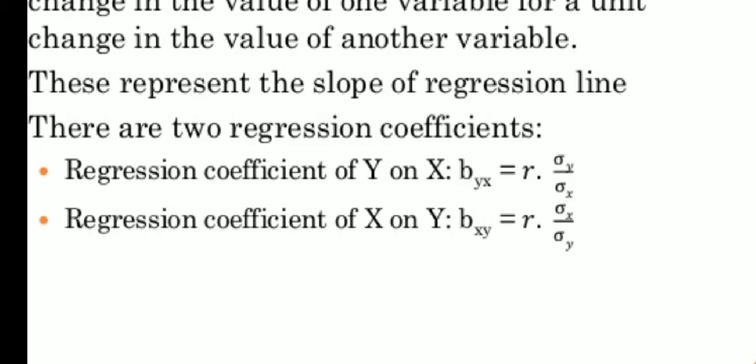By seeing this, you can write the formula yourself. See, r is common on both sides. In byx, sigma y is in the numerator: the standard deviation of y divided by the standard deviation of x. In the coefficient of x on y, bxy, r into sigma x is in the numerator: the standard deviation of x divided by the standard deviation of y.